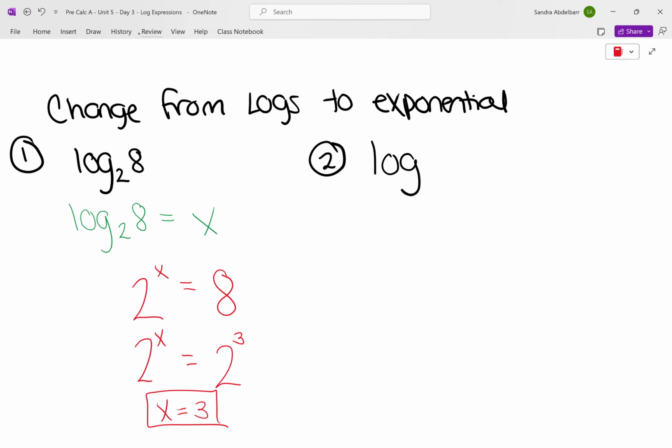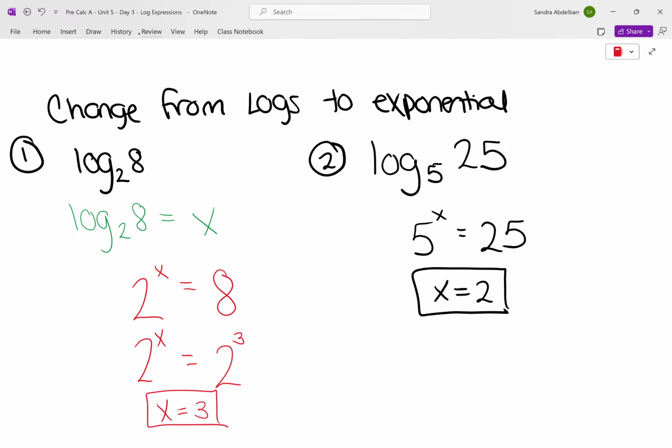Okay, you guys try this one. Log base 5 of 25. Change it to exponential and then solve. So what we should have done is 5 to the x is equal to 25. What does x equal? 2.